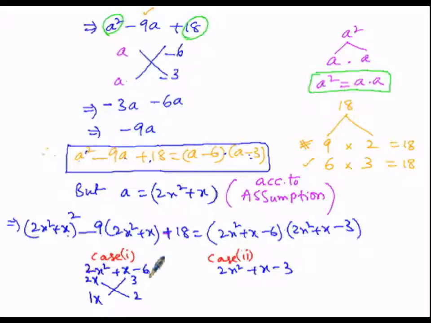Then by cross multiplying, 3 into 1x is 3x, and 2 into 2x is 4x. Then I want to get the middle term, either by adding these two or by subtracting. The coefficient is 1.